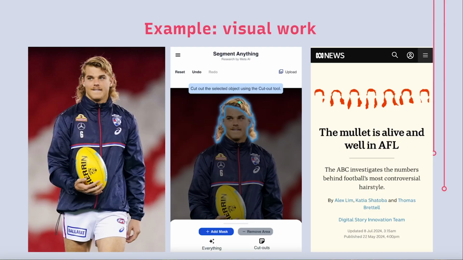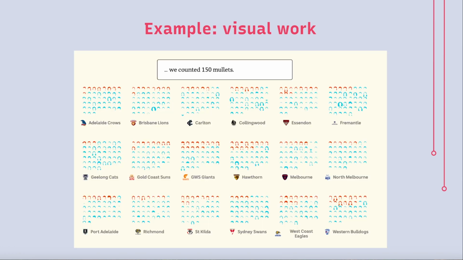You can also use computer vision for visual work. This project is a whimsical example of how you can use AI tools. Journalist Alex Lim saw that there was a trend among Australian football players. Many of them had mullets. For this story, he then used a Meta AI tool called Segment Anything to cut out the mullets of all Australian football players. Among the 788 players he analyzed, he counted 150 mullets among them. That's almost 20%, or 19% of all players. And here you can see all of the haircuts that he cut out from all of these players.